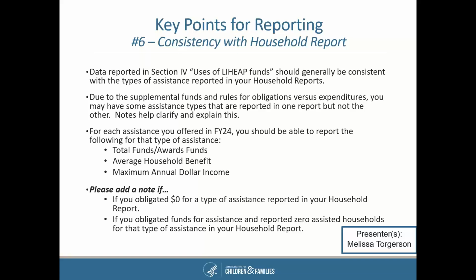So if you obligated $0 for a type of assistance, but we see a big amount of money or a big amount of households served because you're spending perhaps past year's money, we'd want to see a note. Or vice versa, you obligated a large amount of money to cooling, but you're waiting to spend it until next year or until this year, FY25, so we're not going to see anything in the household report. Any type of those kinds of anomalies or stories, please leave a note just so that we can say, gosh, it says you put a lot of money towards cooling, but we see no cooling households in your household report. And a note that says, oh, we're waiting to spend that until FY25 would explain that for us.